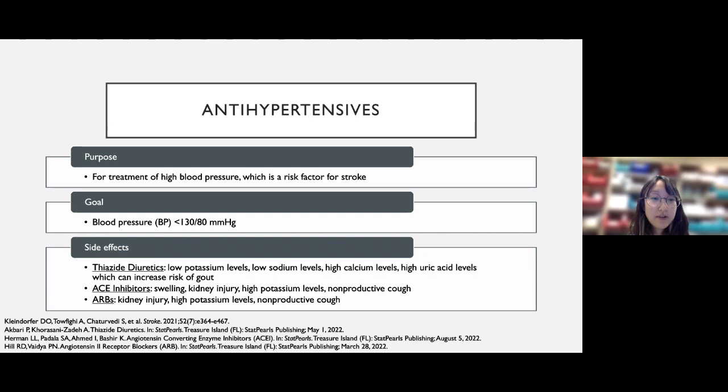As for our ACE inhibitors, we may experience swelling, kidney injury, high potassium levels, or a non-productive cough. And with our ARBs, we may see kidney injury, high potassium levels, and a non-productive cough.